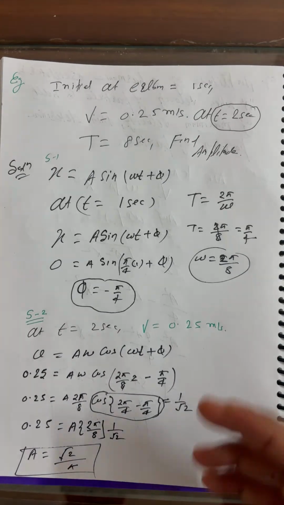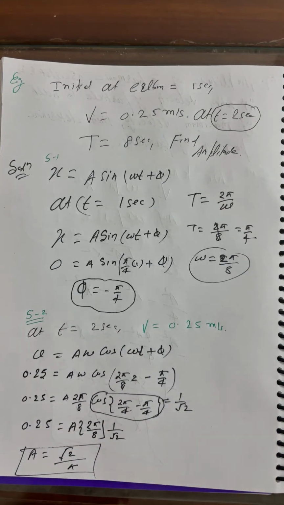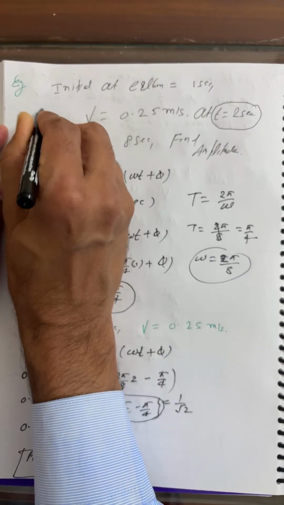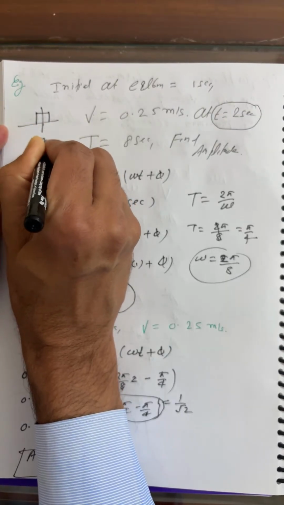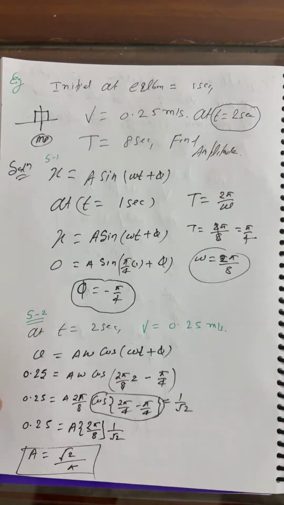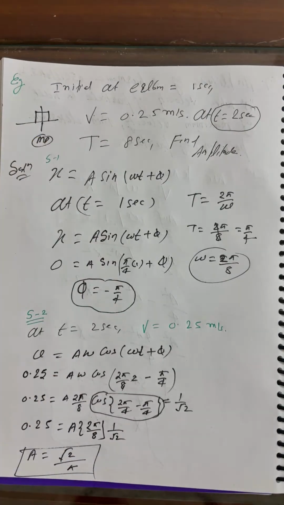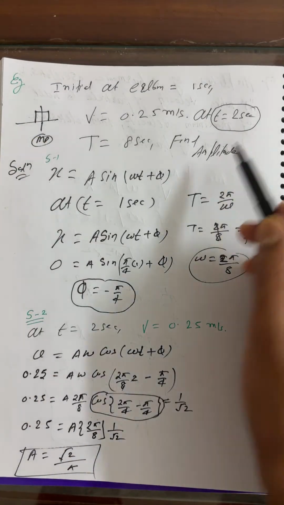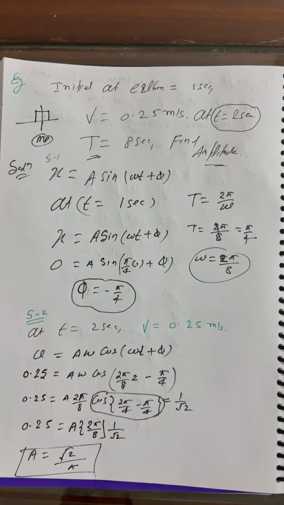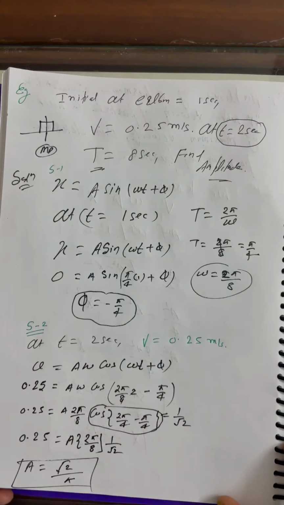I can recapitulate once. What's mentioned in the question? Particle initially at mean position. You can say this is the condition. Particle is here. This is the mean position, right? This is the condition. Mentioned here, equilibrium, particle at t equals 1 second. Here only. Then at 2 seconds the particle gets velocity here. Time period is mentioned, we have to find amplitude. So I can say it's not a tough question, but literally it's a kind of good question.